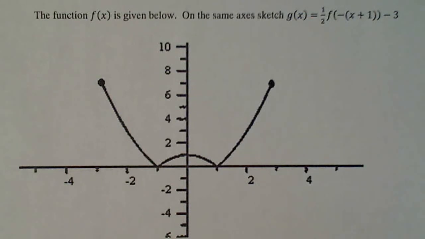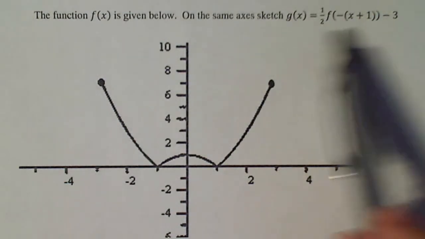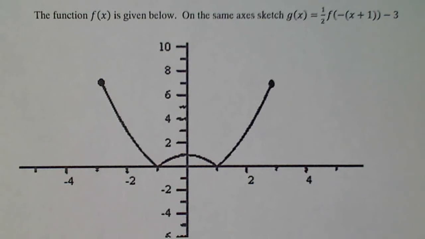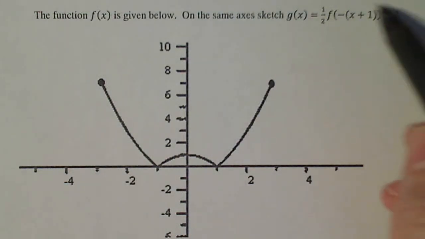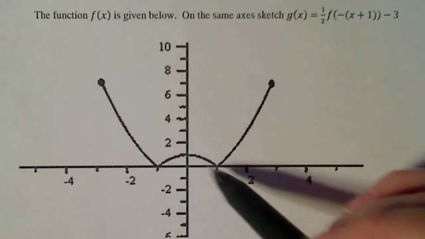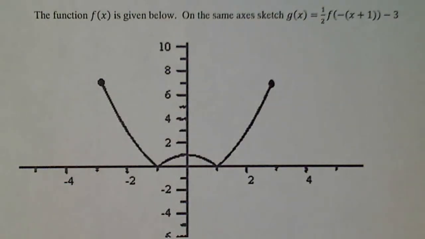This problem says the function f of x is given below, and on the same set of axes, we're going to sketch the graph of g of x, which is a list of transformations of the original graph f here. All right, so what I like to do when I do this, and there's, again, a variety of ways to do it, I'm just going to show you one way, is to take into consideration all the transformations that are happening here on f and do those transformations point by point on the graph of g.